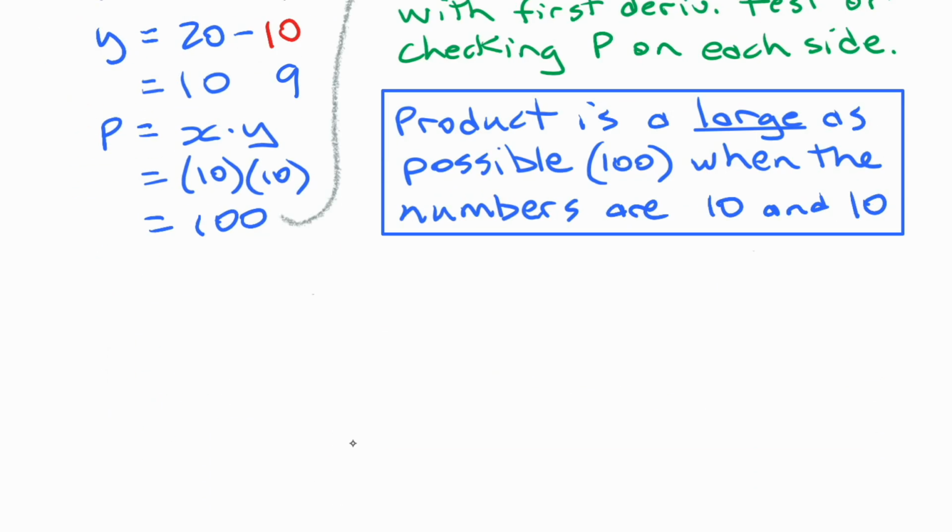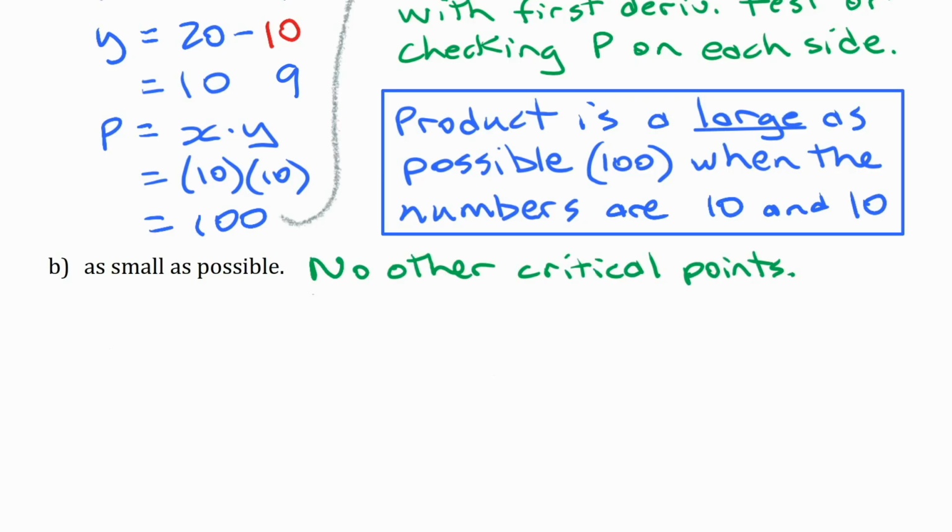All right? Now the second part, part B, what if the product we were looking for was as small as possible? What would that be? Now, we didn't have any other critical points, so what do we need to do here? What we need to do is check if there are any endpoints in our situation. And in this situation, there are. And what it has to do with is thinking of the domain of the situation that we're talking about here.